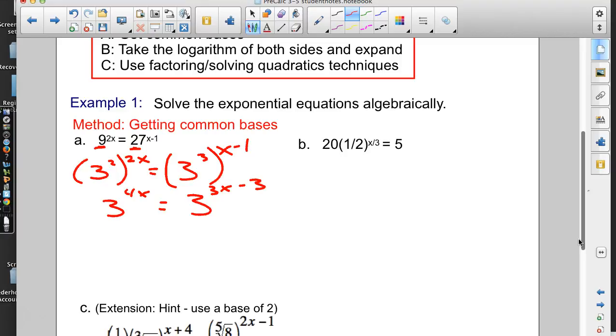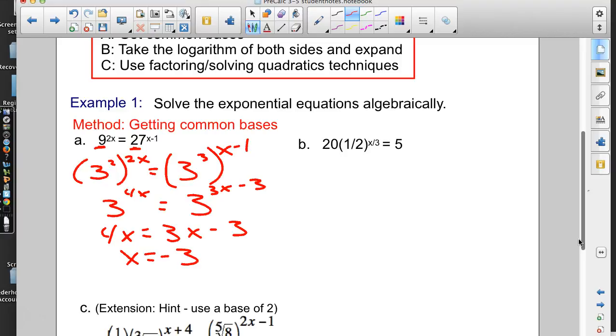And like I said, here's where we use our logic and say, wait a minute, the 3's as bases are already the same. If they're already equal, I don't really need those anymore. I'm going to need 4x to equal 3x minus 3. That's the only way this is going to come out equal. So we'd subtract 3x from both sides and get x equals negative 3.